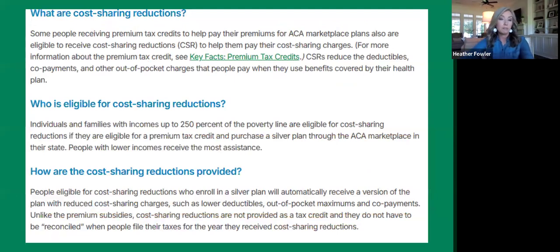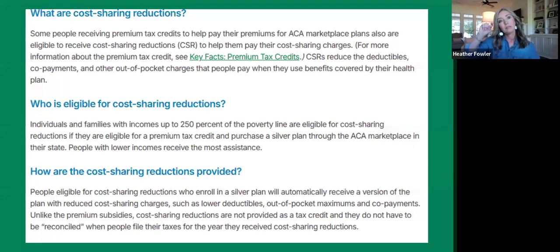Now, I've mentioned a lot about the premium tax credits, and we all know that those go directly toward the premium to reduce the monthly premium. But there are also cost share reductions. And depending on the income, someone may qualify for cost share reductions.